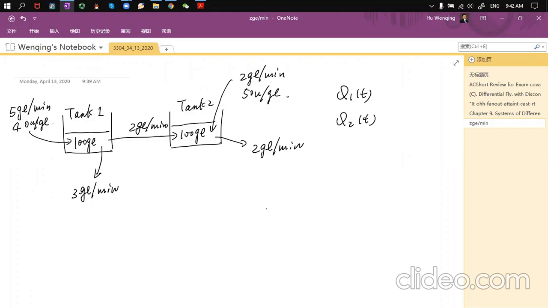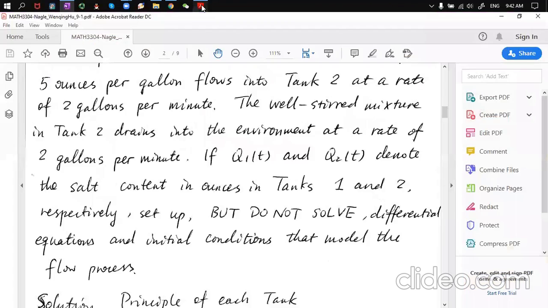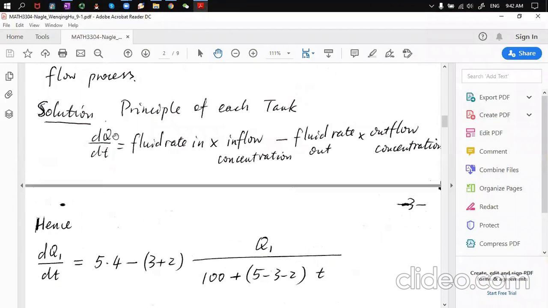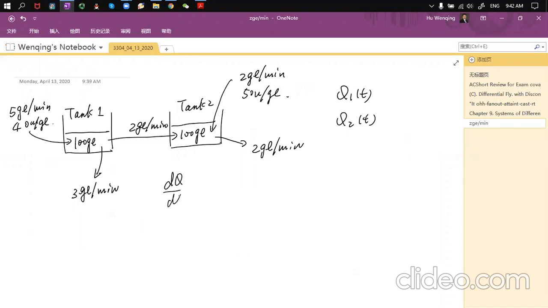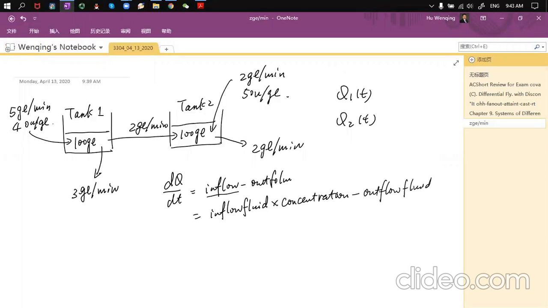So what's the basic principle in attacking this type of problem? Well, the basic principle says that the net rate of change of the amount of salt is the inflow fluid rate multiplied by the inflow concentration, minus the outflow fluid rate multiplied by the outflow concentration. Is that good? So that means you have to analyze, no matter which tank it is, dQ/dt is the inflow minus the outflow. You have to realize that this is the inflow of salt: the inflow fluid rate multiplied by the concentration is the inflow of salt, minus the outflow, which is the outflow fluid rate multiplied by the concentration.